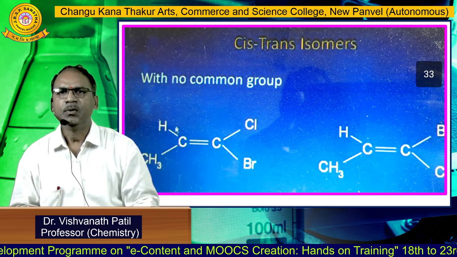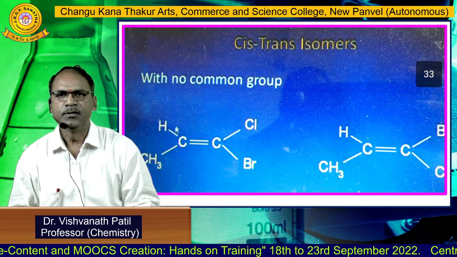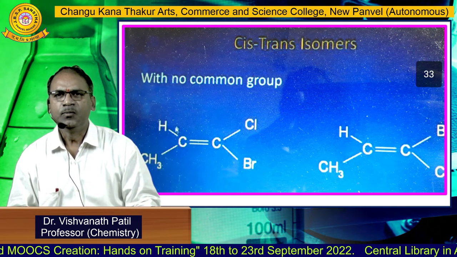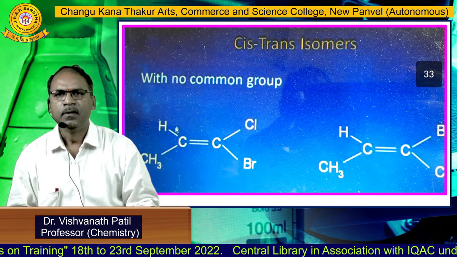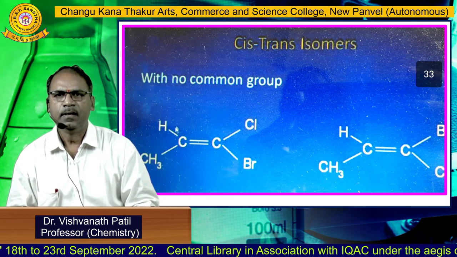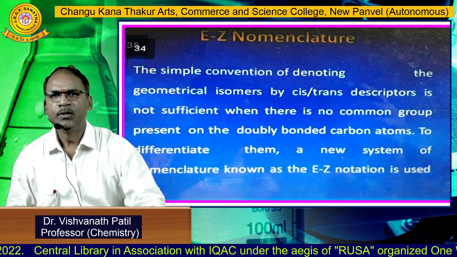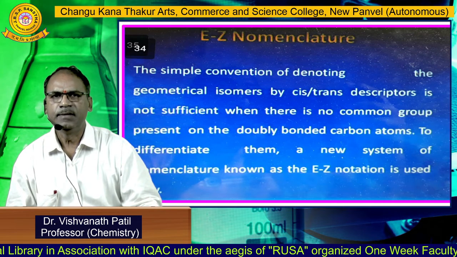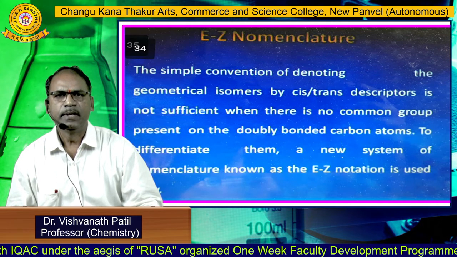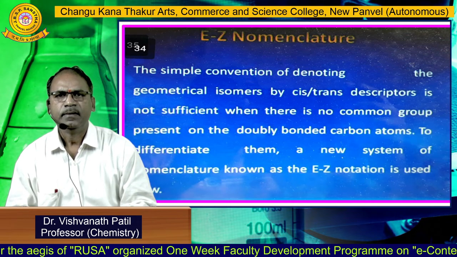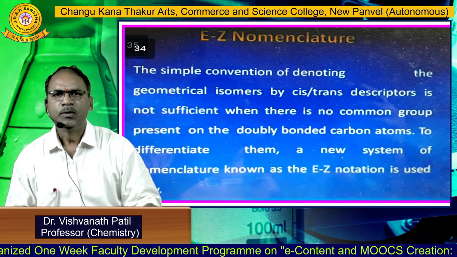Cis and trans isomers with no common groups: in this case, there is a disadvantage of the cis and trans naming. When different groups or atoms are attached to the double bond, the nomenclature will be different, and we explain this with E and Z isomers. In EZ nomenclature, the conventional cis or trans descriptors are not sufficient when there are no common groups on the double-bonded carbon atoms, so a new system of nomenclature, known as EZ notation, is used.